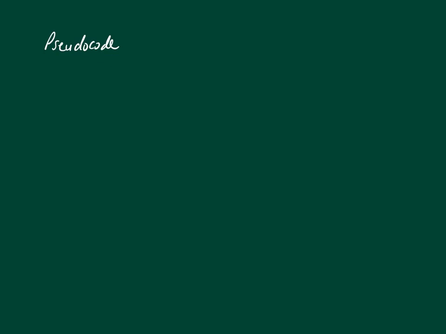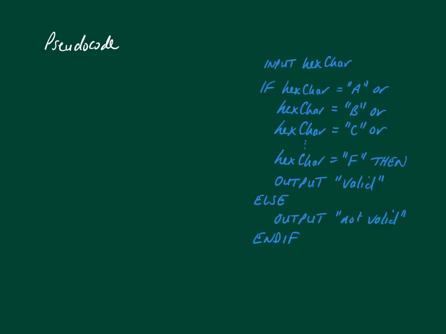So let's look at how a case statement would look in pseudocode. Before we do that, I'm going to explain the program in blue. So this is a typical selection statement. It's not a case statement, but in this program you ask the user for a hex char, and then you test the value of hex char.